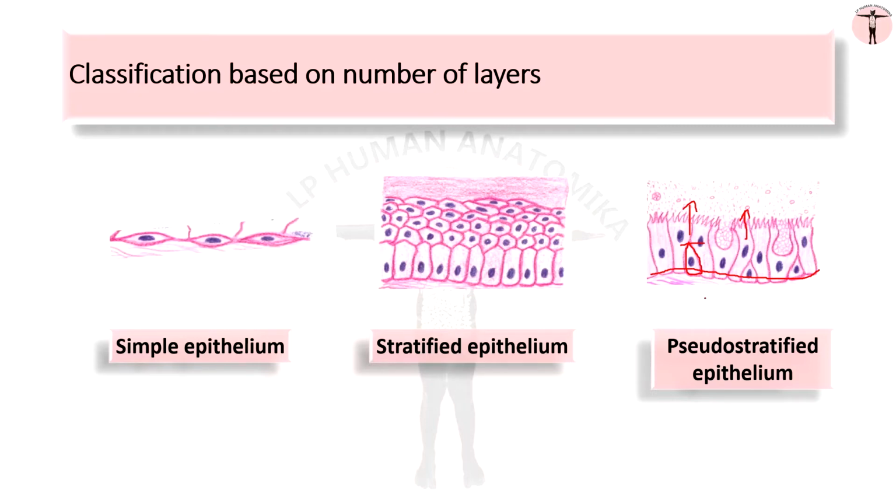Because of this, the nuclei are present at various levels. Because they are present at various levels, it gives the stratified appearance that the cells are present in different layers. So it is called pseudostratified epithelium, that means false stratified epithelium.